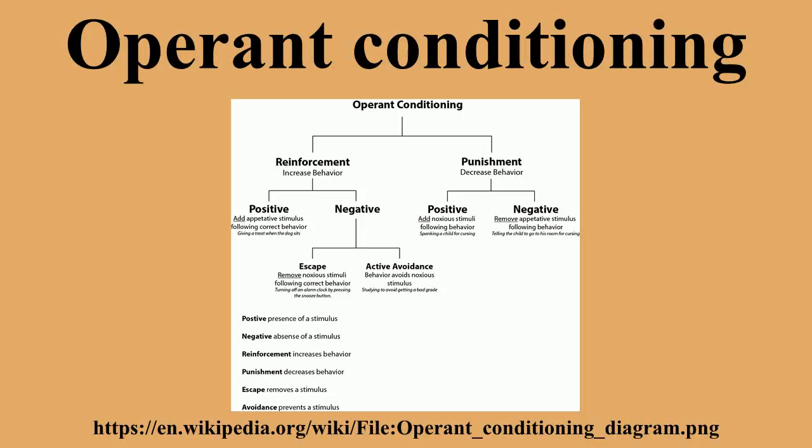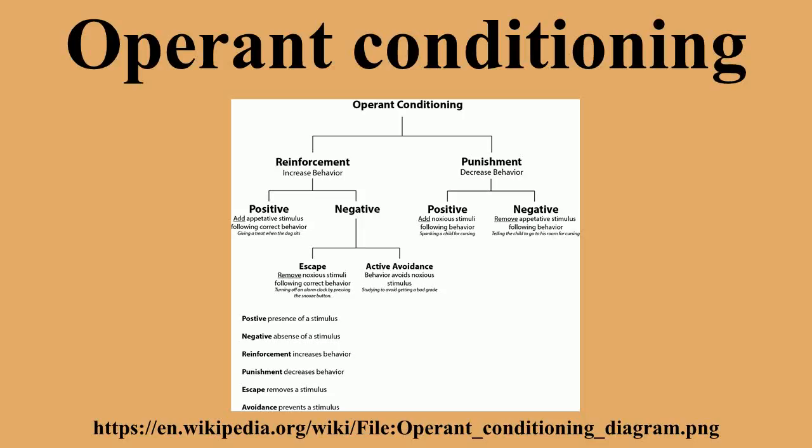Fixed interval schedule. Reinforcement occurs following the first response after a fixed time has elapsed after the previous reinforcement. Variable interval schedule. Reinforcement occurs following the first response after a variable time has elapsed from the previous reinforcement. Fixed ratio schedule. Reinforcement occurs after a fixed number of responses have been emitted since the previous reinforcement. Variable ratio schedule. Reinforcement occurs after a variable number of responses have been emitted since the previous reinforcement. Continuous reinforcement. Reinforcement occurs after each response.